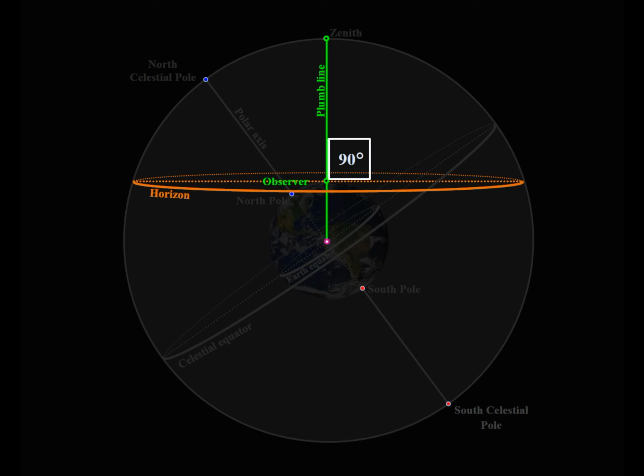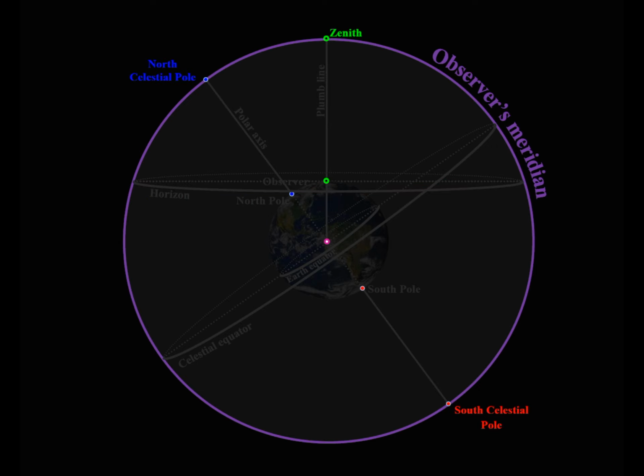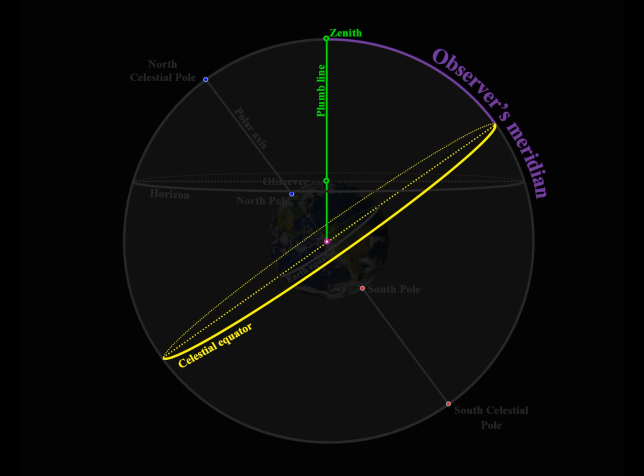An observer's meridian passes through the North Celestial Pole, South Celestial Pole, and the zenith. The observer's meridian arc between the celestial equator and zenith corresponds to the latitude of the observer.